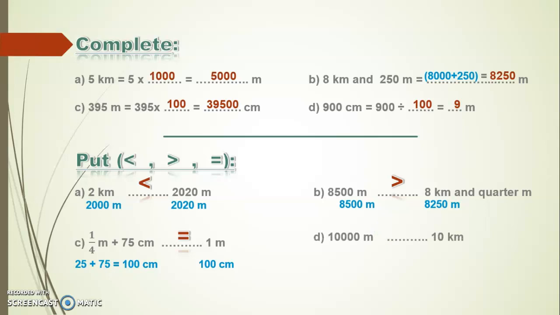10,000 meters, the other side is 10 kilometers. I can't compare between two different units, so I have to convert the kilometers to meters. I multiply by 1000, so the two sides are 10,000 meters, so my sides are equal.